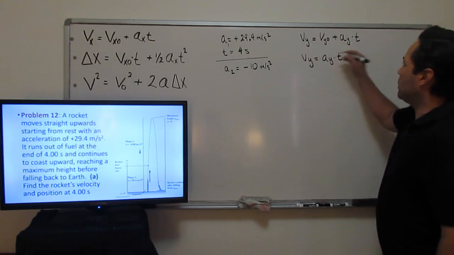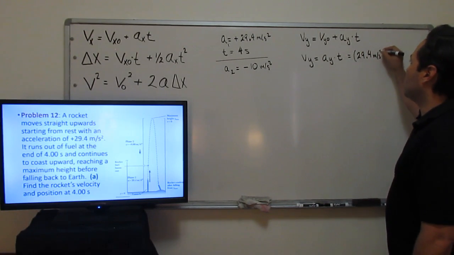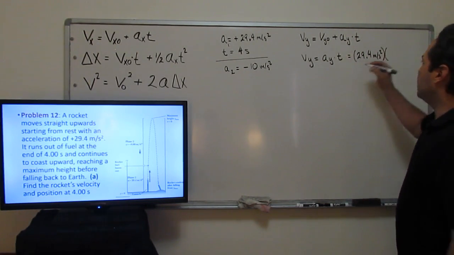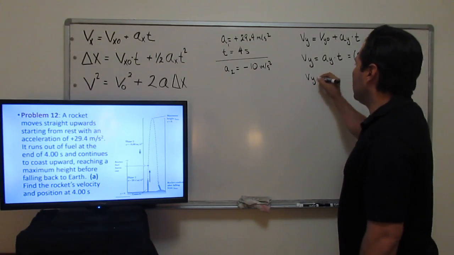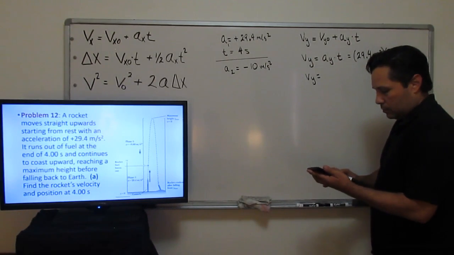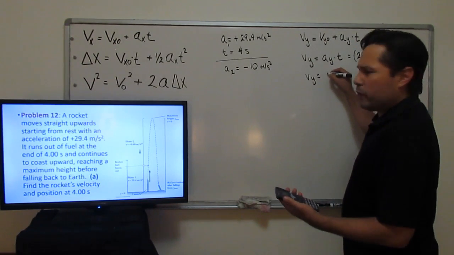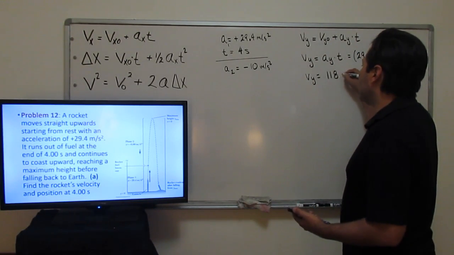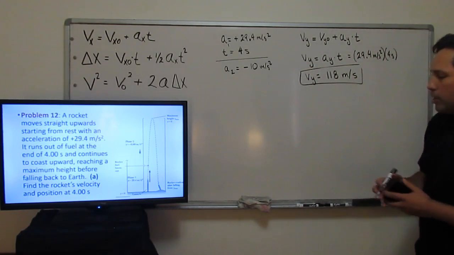The acceleration was given to us, 29.4 meters per second squared. And the time was 4 seconds. So you go ahead and you get a value of, we're going to round it up slightly to 118 meters per second. That is part A.